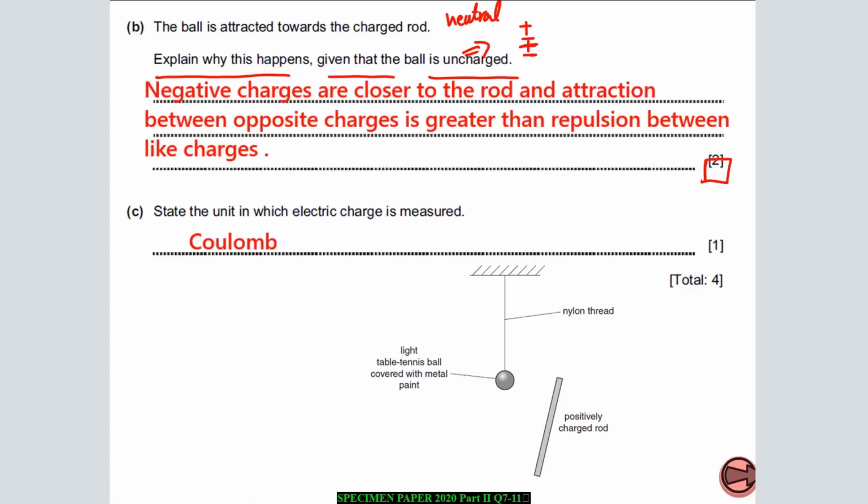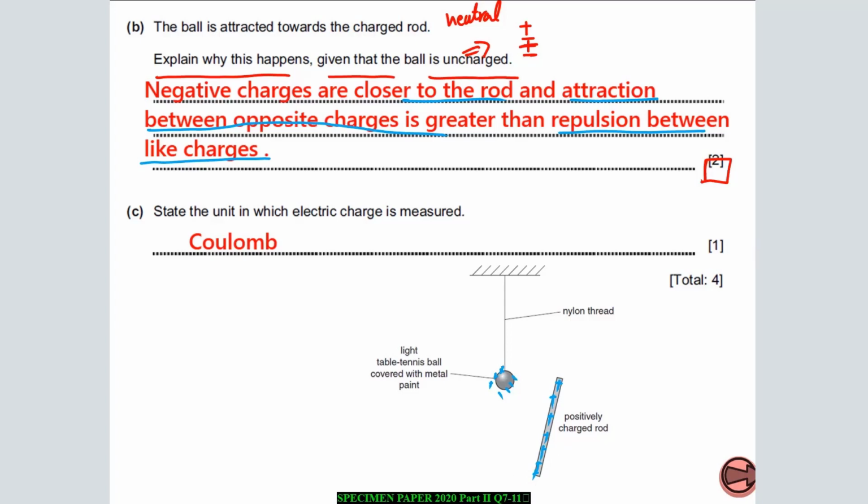Negative charges, for example, they are closer to the rod, and attraction between opposite charges is greater than repulsive forces between like charges. So what exactly does it mean? It simply means that this side, as we have discussed, becomes more positive and this side becomes more negative, and this rod was positively charged.